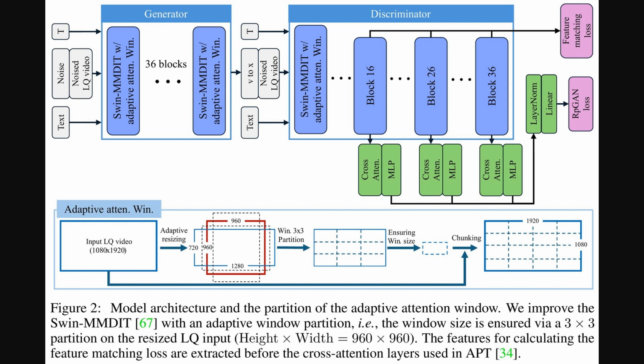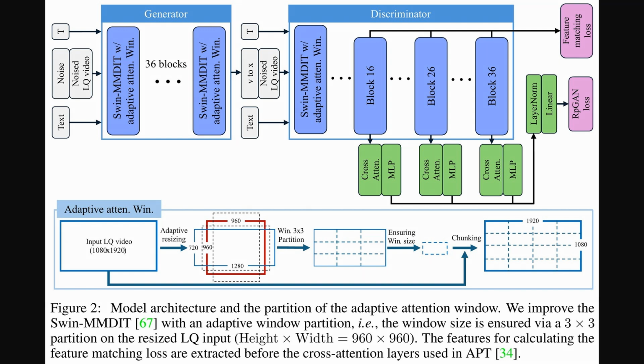Building on that speed and quality, this next diagram details the model's architecture. We see 2 main parts: a generator, which creates the restored video, and a discriminator, which helps train the generator. The discriminator uses an RPGAN loss for stability and a feature matching loss. This feature matching loss compares internal video features extracted from specific layers of the discriminator. A key innovation shown is the adaptive window attention. This mechanism cleverly adjusts processing windows based on video resolution, preventing boundary artifacts and ensuring it works well with various real-world inputs.